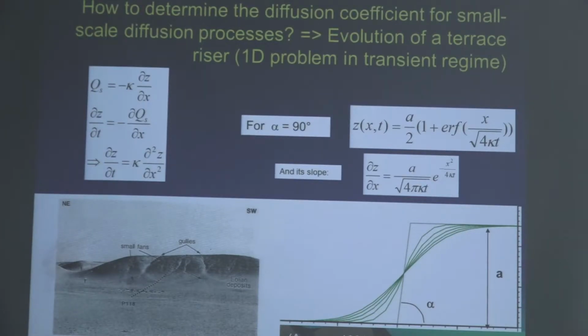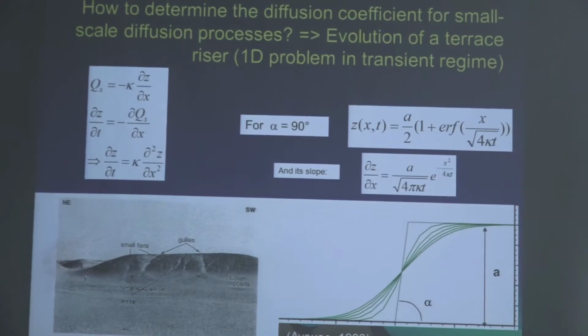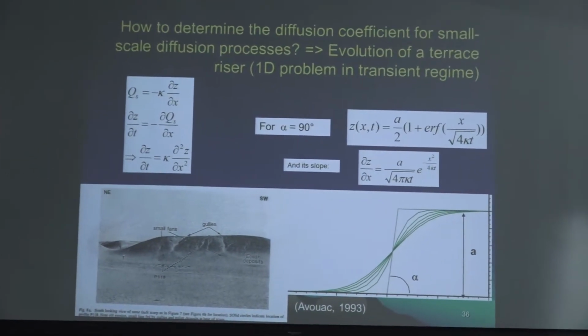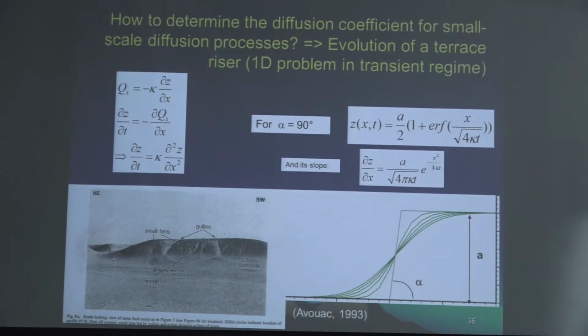I think in the previous day, someone asked me how we determine the diffusional coefficient. So there is one way that can be done here. If you consider a terrace riser, a topographic feature, I already qualitatively drew in the previous day the evolution by diffusion of this terrace riser.